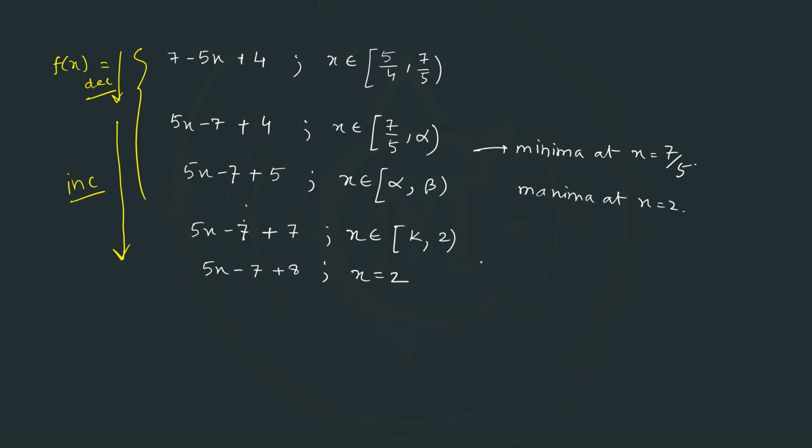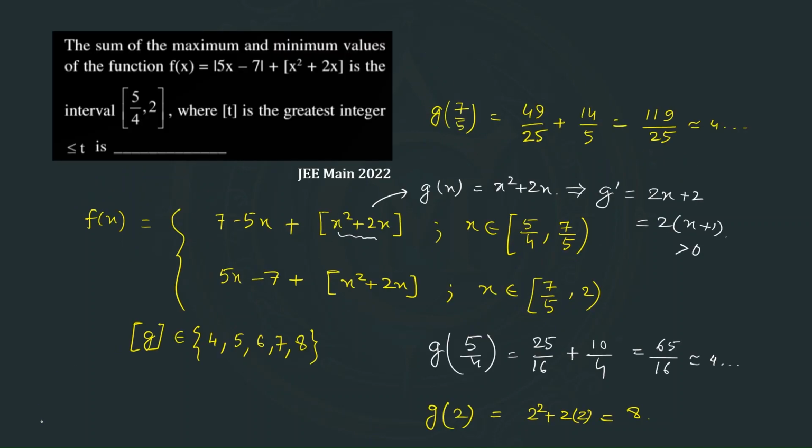So we can easily find f of 7/5, which is the minimum value of this function, which is equal to 4. And then we can also calculate f of 2, which is the maximum value of this function. Maximum value comes out to be 11. That means in this given interval, the sum of the maximum and minimum values of f(x) is simply 11 plus 4, which is 15. I hope you understood the concept that has to be applied while solving this type of question.